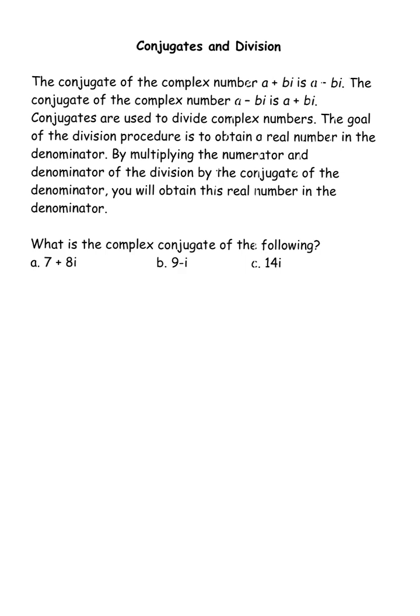in the denominator. What is the complex conjugate of the following? So, for this first one, it is simply 7 minus 8i. For the second one, it is 9 plus i. It is exactly that simple. And for this last one, you have to think a equals 0, b is equal to 14, so negative 14i is its conjugate.